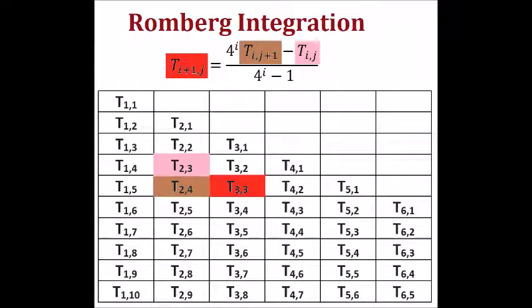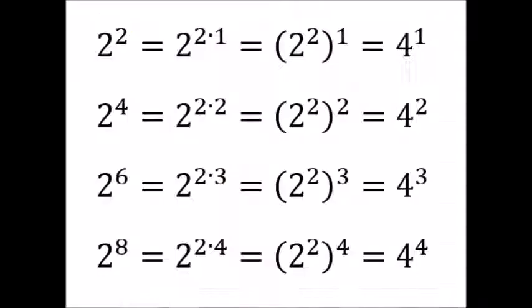But wait a minute. The first time we derived Romberg integration, we had 4s, not 2s. Is this a discrepancy? Not at all. This is easily resolved by employing laws of exponents. 2 squared is 4, so instead of 2 raised to an even integer, 2, 4, 6, 8, we get 4 raised to every positive number, 1, 2, 3, 4, etc.